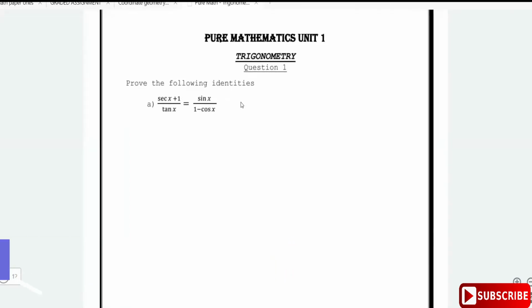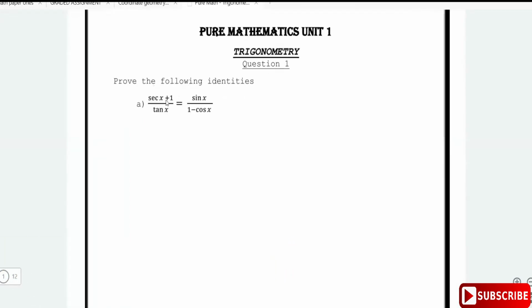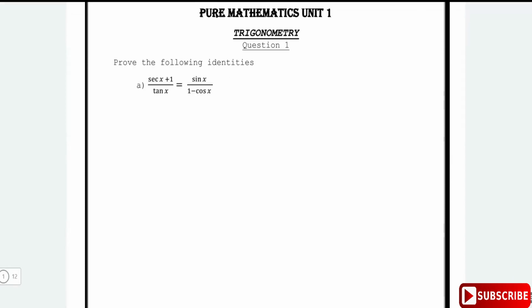Today we're going to be looking at some trigonometrical proofs, and this question says prove the following trig identity. We need to prove that (sec x + 1) over tan x is equal to sin x over (1 - cos x). So let's go about doing that. When you're doing a trig proof, you want to prove that your left hand side is equal to your right hand side. So let us start with our left hand side.